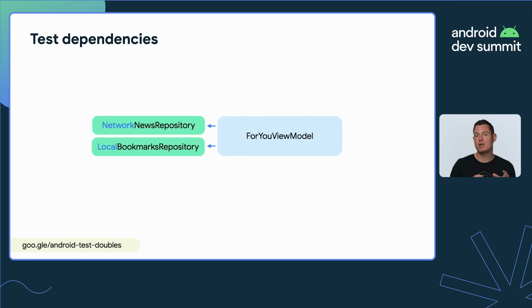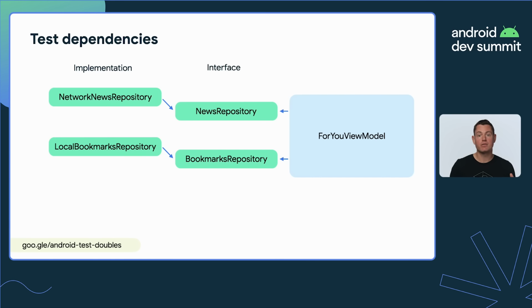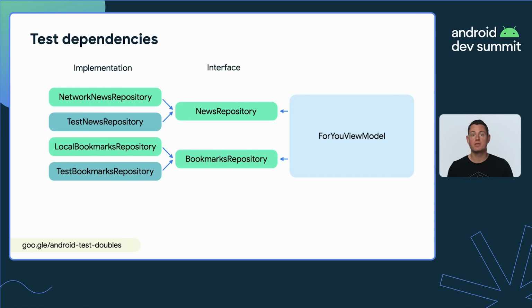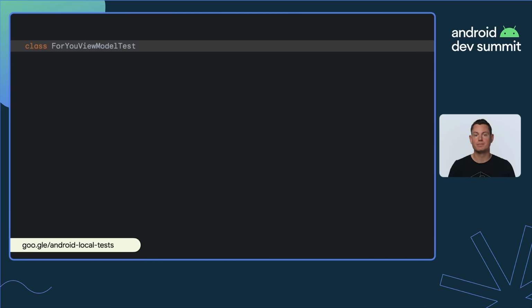We should rename any concrete classes and have them implement an interface which the test subject can then depend on. This way we can create test classes which will be supplied when testing. Let's implement our view model test class.